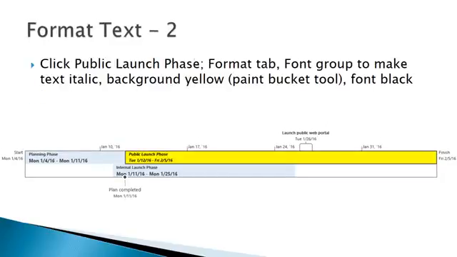To highlight the public launch phase, first click on it in the timeline. Make the font italic and the background yellow. The timeline is simpler than the other views, so there are very few other things that can be changed.